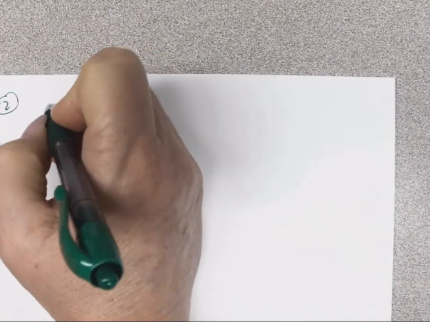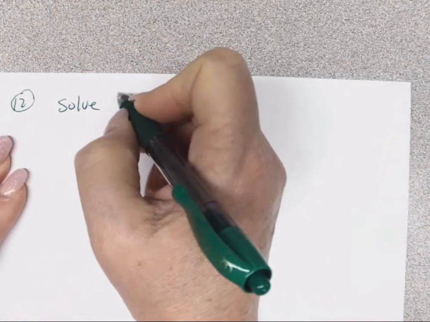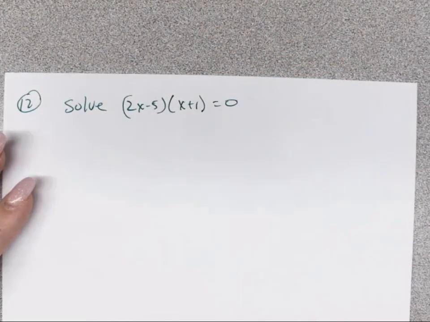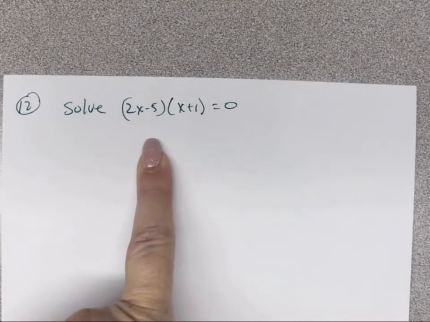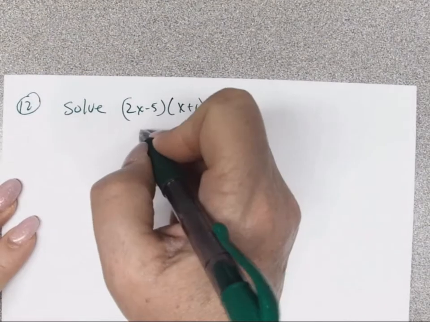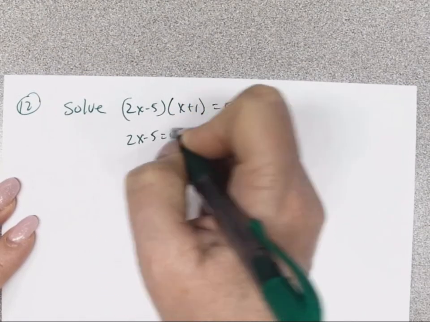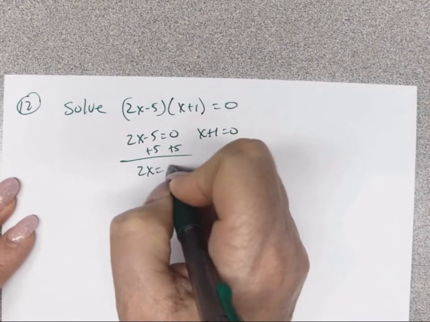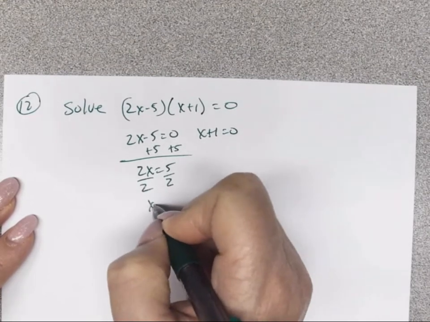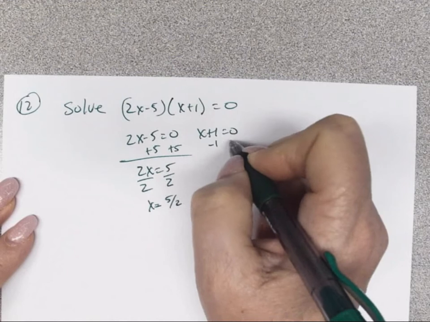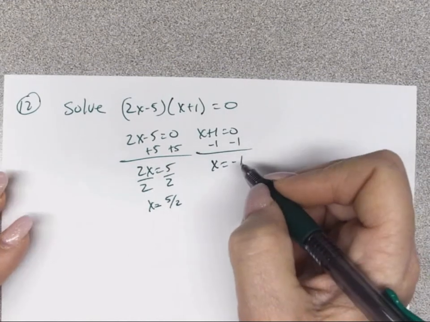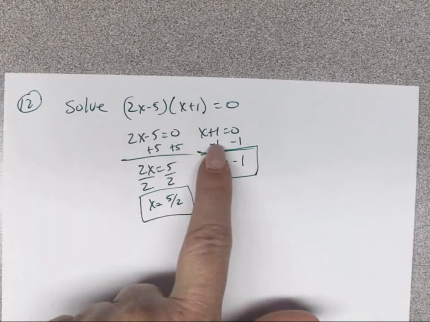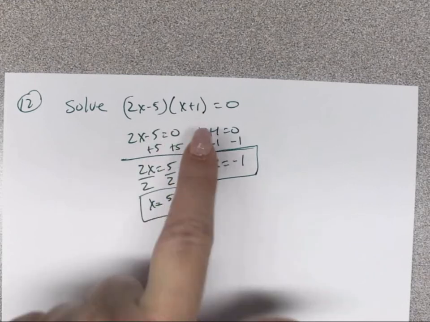All right, number 12. We are asked to solve 2x minus 5 times x plus 1 equal to 0. This is already factored, so we don't have to factor it. We just need to solve it. So you take each part, set it equal to 0. We're going to add our 5 over and get 2x is equal to 5, and then divide by 2, because we're just solving for x here. Subtract 1, we get x equal to negative 1. So this is one solution, this is the other solution. You must show the part where it's equal to 0, or I will take off. That is a required step.